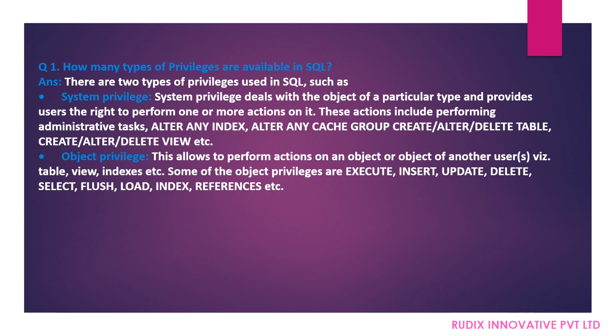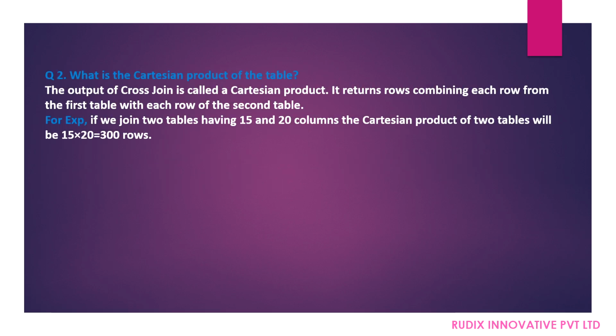Next question. What is the Cartesian product of the table? So, what does Cartesian product mean? If we have a product of two tables, it is the result of combining every row from the first table with every row from the second table without any condition or constraint.